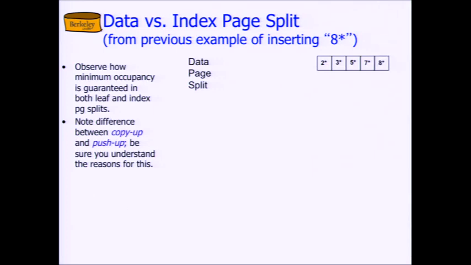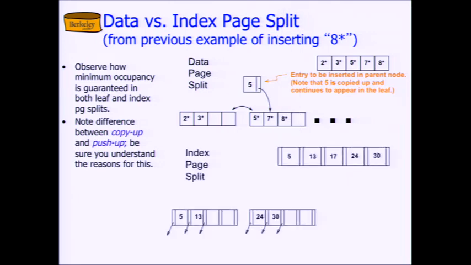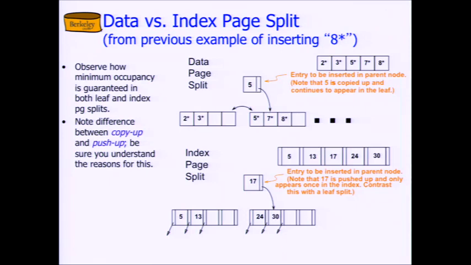All right. But notice when we split a data page, it splits into two, and the entry that goes above is a copy of that value 5. That's the entry to be inserted in the parent node. Right? That's the index entry key comma pointer. And with the index page split, we split it into two, right? But we take that middlemost value 17, and we actually don't include it at the level it used to be at. It's been pushed up into the parent node. So the insertion of the index entry 17 comma pointer takes the 17 away from the node below.